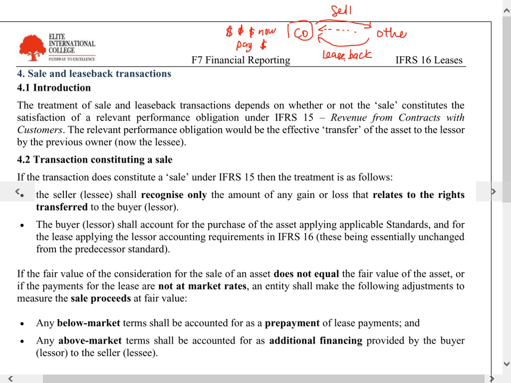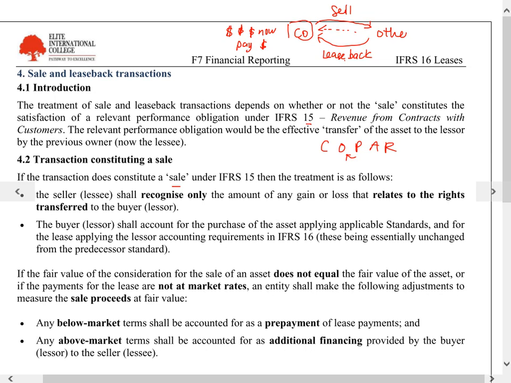So we have a transaction that constitutes a sale. We learned in IFRS 15, revenue from contract with customer. So we have recognition: make sure there's a contract, identify the obligation, the price, and then once we know the price, we can allocate to the obligation. Sometimes we recognize at a point in time or recognize over time. Okay, so when it constitutes a sale, it means it meets IFRS 15. If the transaction does constitute a sale under IFRS 15, then the treatment will be what?